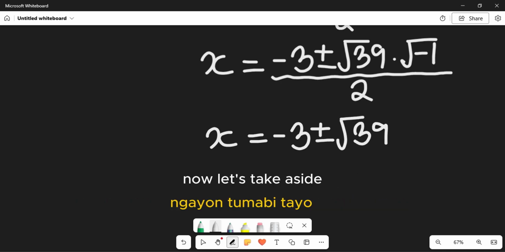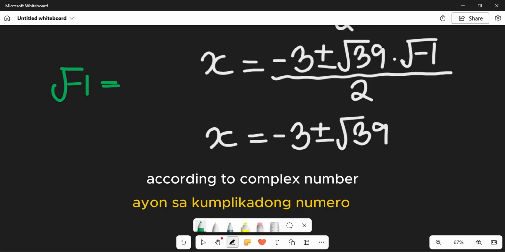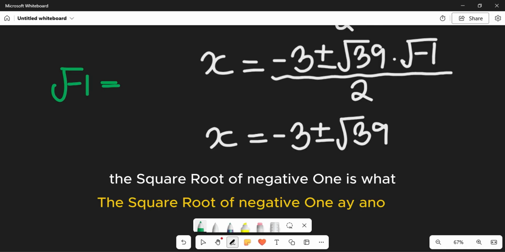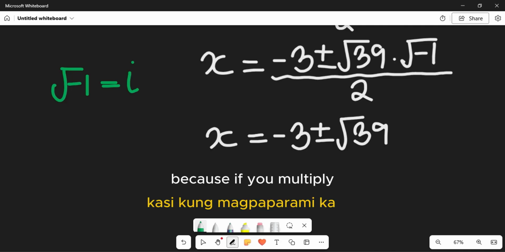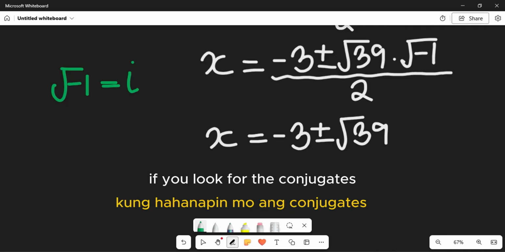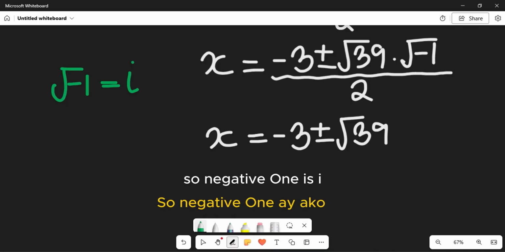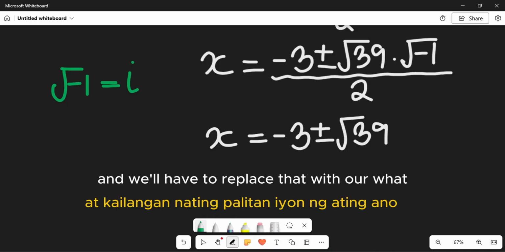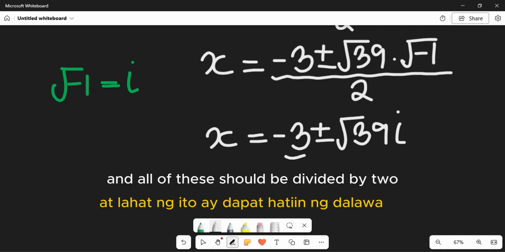Now let's take aside the square root of negative 1. Remember, according to complex numbers, the square root of negative 1 is what? It is i, which is a complex number. So the square root of negative 1 is i, and we'll have to replace that with our i here, and all of these will be divided by 2.